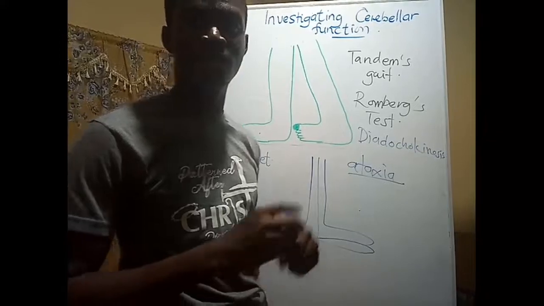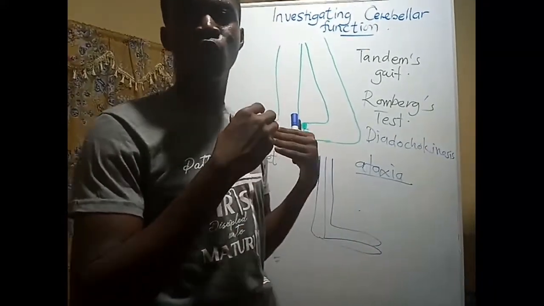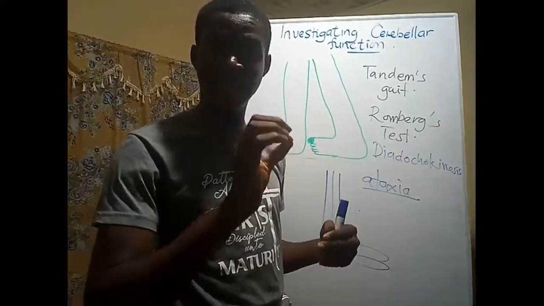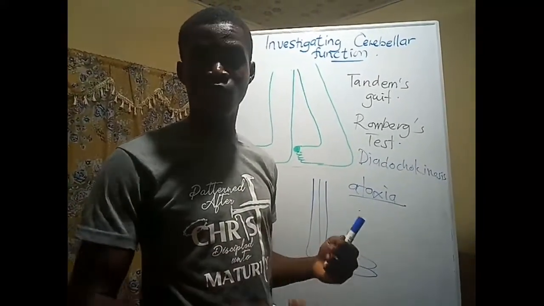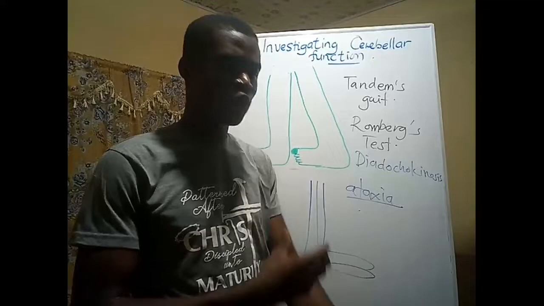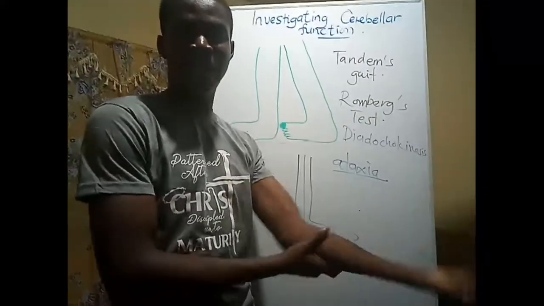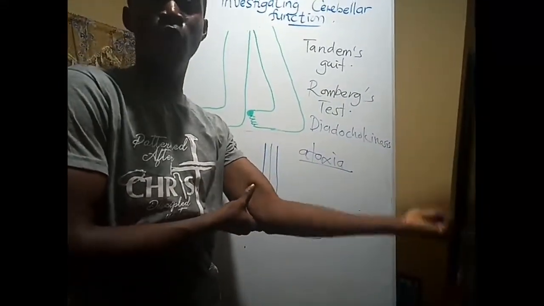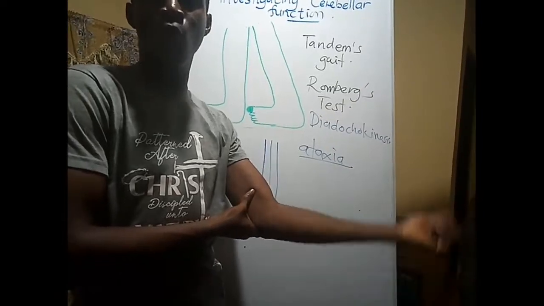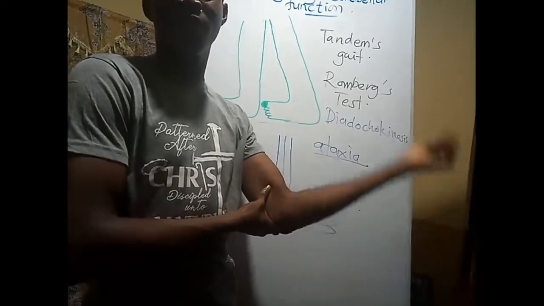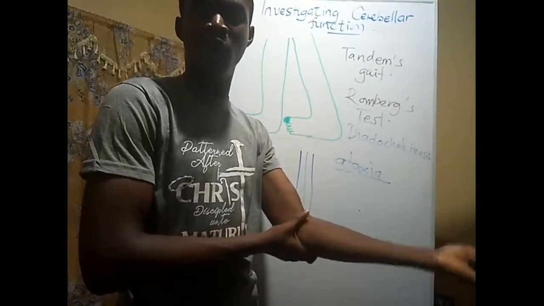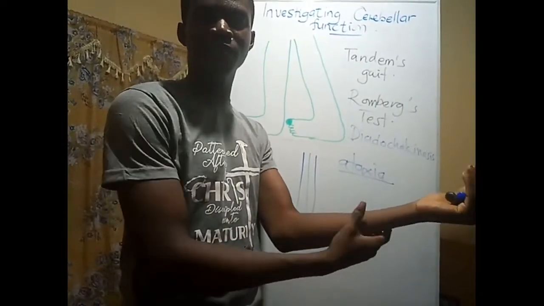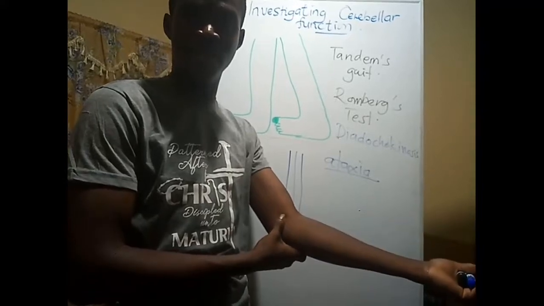Another very important thing you must take note of is the tone in the muscle. We said that the paleocerebellum is responsible for the muscle tone. So in the case where you examine a patient's hand and you realize that there is hypotonia, that the muscle tone is very low, it's probably associated with cerebellar functions. Is that okay?